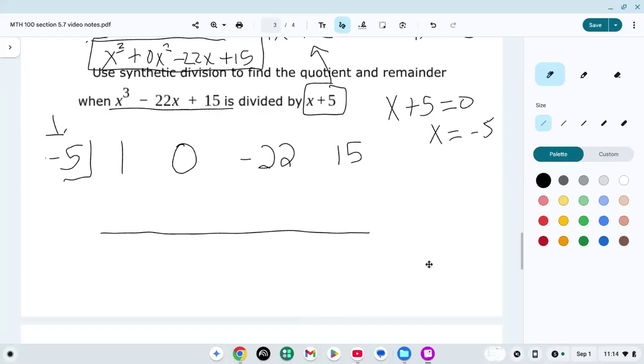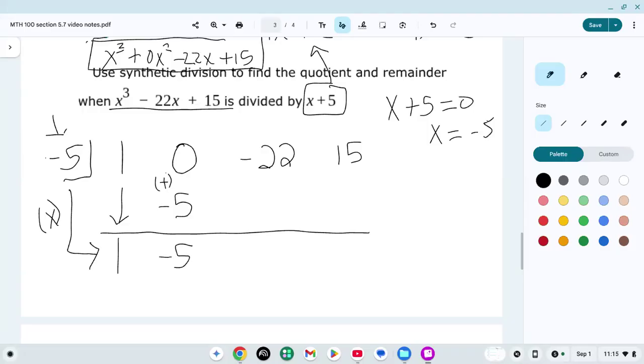Now, the process is a repetitive step. So what I'm going to do, I will always bring down the first number in the list in my table. Do not ever change that first number. Once I get that first number in place, I'm going to take whatever's in the box, and in this case, we have negative 5, and I am going to multiply it by whatever number I put below the line. So negative 5 times 1 is negative 5. Notice where I put the outcome of that product. Well, when I put that number in the second column, I will always add these two numbers together. So 0 plus negative 5 is negative 5.